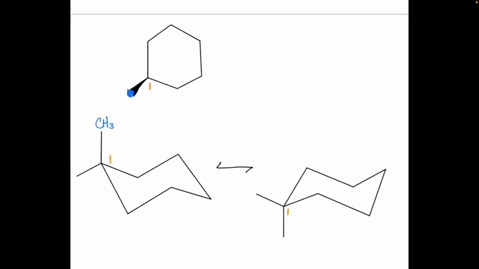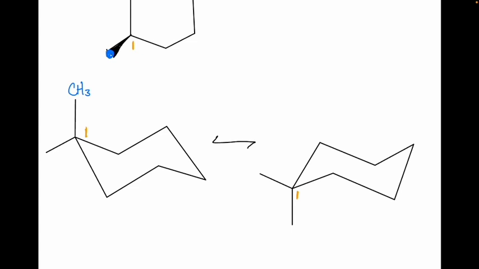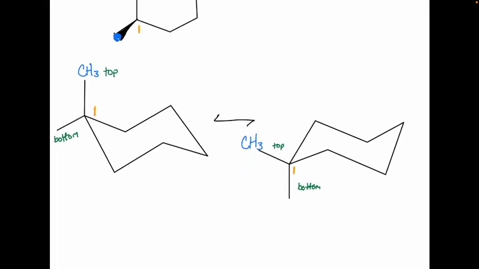And so the way you want to look at it is that you can label your bonds. This bond is on top, this bond is on the bottom, this bond is on the top, this bond is on the bottom, all right? If the CH3 is on the top on the left, it's got to be on the top on the right as well. So the difference between my two structures here is on the left-hand side, my methyl group is axial, and on the right-hand side, my methyl group is equatorial.